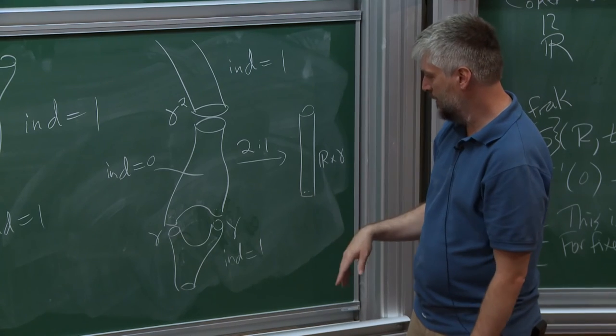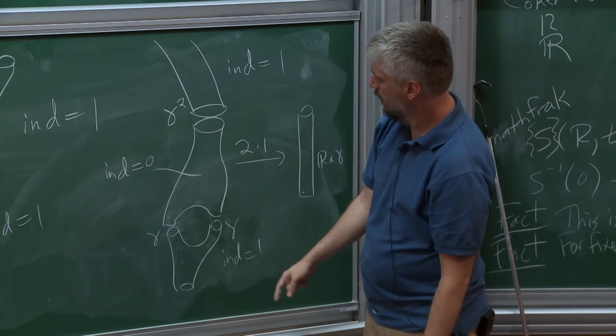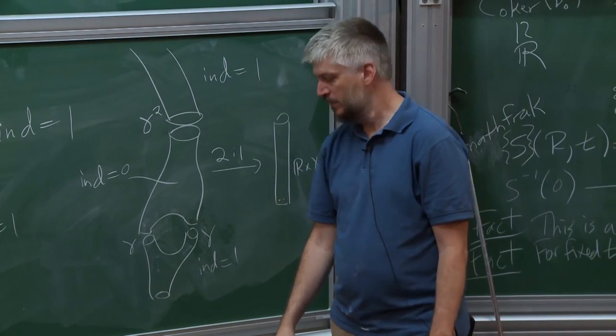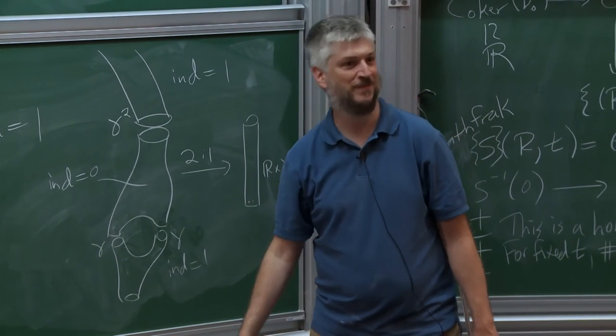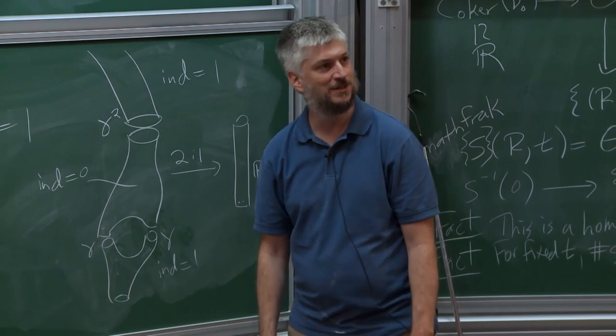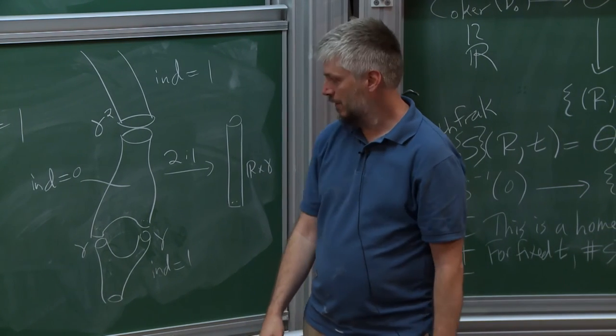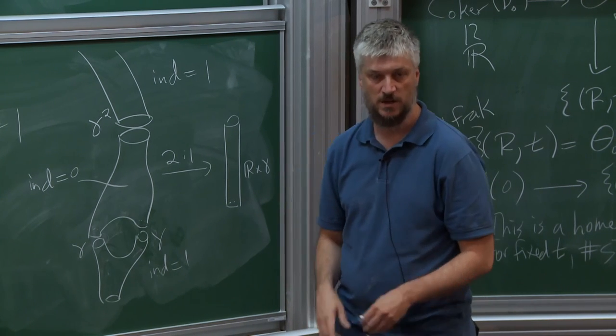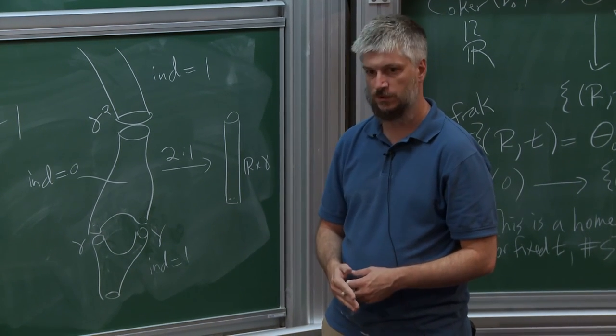And you could say, can this whole configuration be glued to an end of the index 2 moduli space? And the answer is, yes, it can. And you could say, how many ways can you do it? In this particular example, the answer is one way. And you can see that by looking at an obstruction bundle.